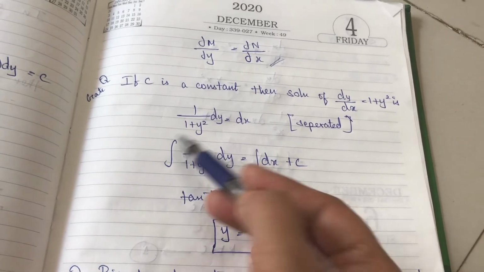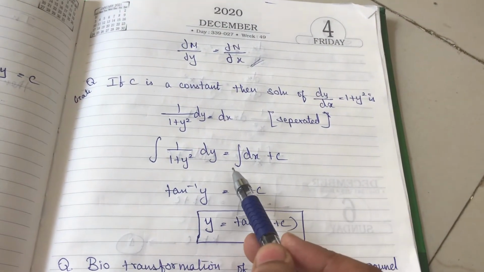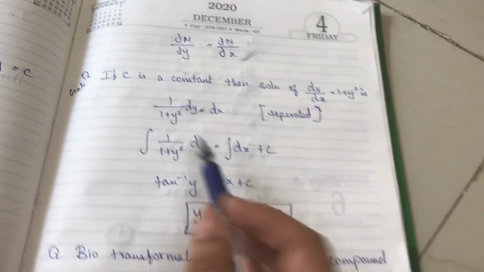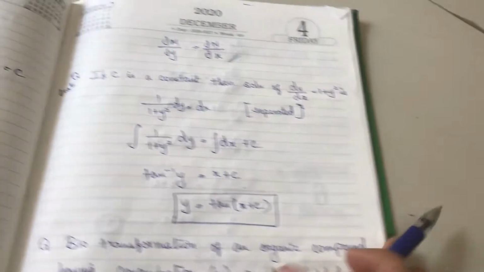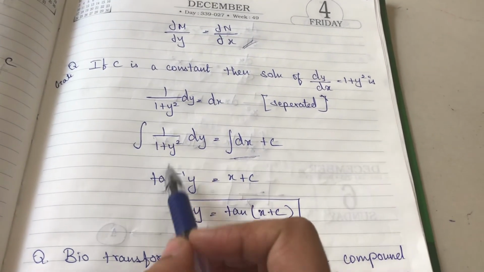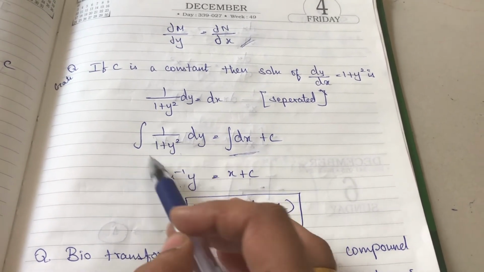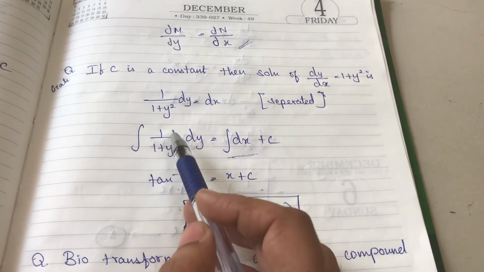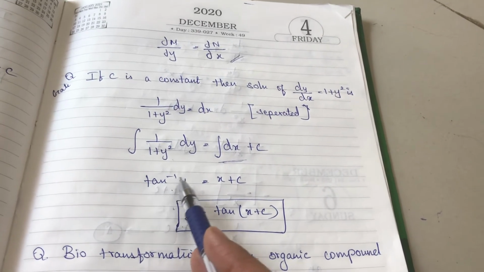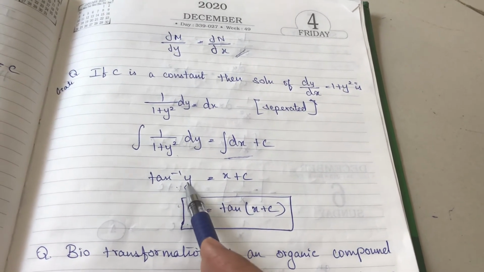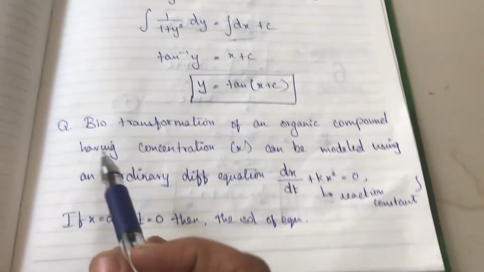Solution means separate dx and dy here, and then take integration. If you are taking the integration, it means plus c, because this is differentiation. So if I take integration, I need to put plus c in the x term, right? So what is the tan inverse value? Tan inverse is nothing but 1 by 1 plus y square. This is an integration formula. Integration of 1 by 1 plus y square is what? Tan inverse of y. So y is equal to what? Just put y alone here. Take the tan in here, tan of x plus c. That's the answer.